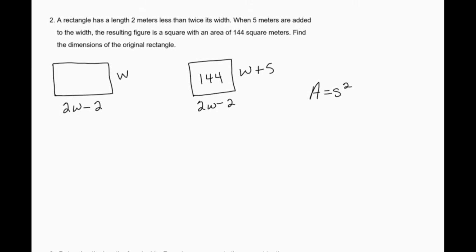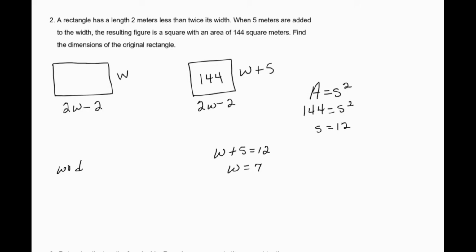And I know that the area is 144. So each side is 12 meters long. This side that's listed as W plus 5 is 12 meters. So W plus 5 equals 12. So the width is 7. Okay. The width is 7.